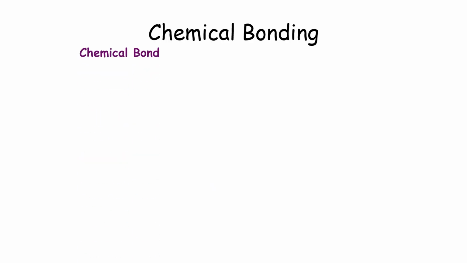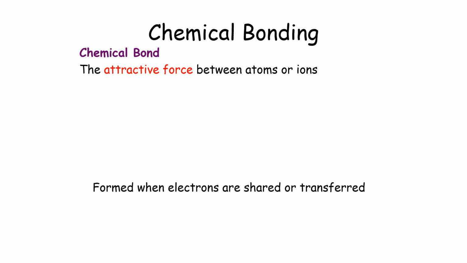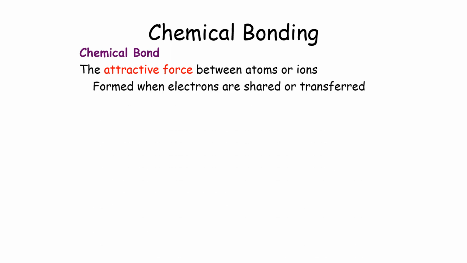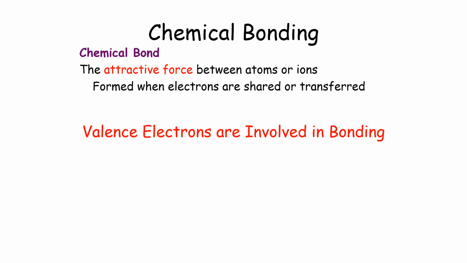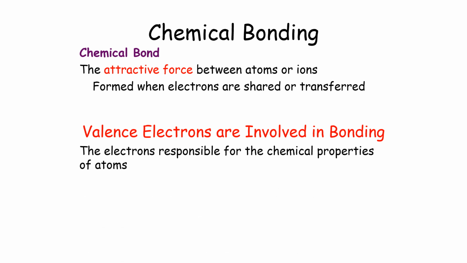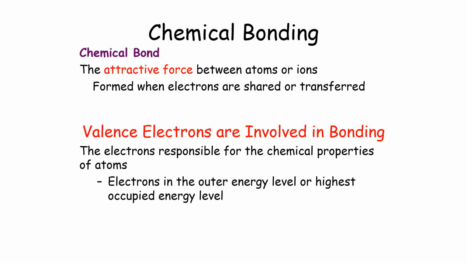So, a chemical bond is basically just an attractive force between atoms or different ions, and those attractive forces are established when electrons are either shared or transferred between different atoms or ions. Now, the key thing to remember here is that whenever we talk about bonding, the only type of electrons that we are concerned about are the valence electrons, which, as we all know, are the electrons in the outermost shell of any atom or ion.